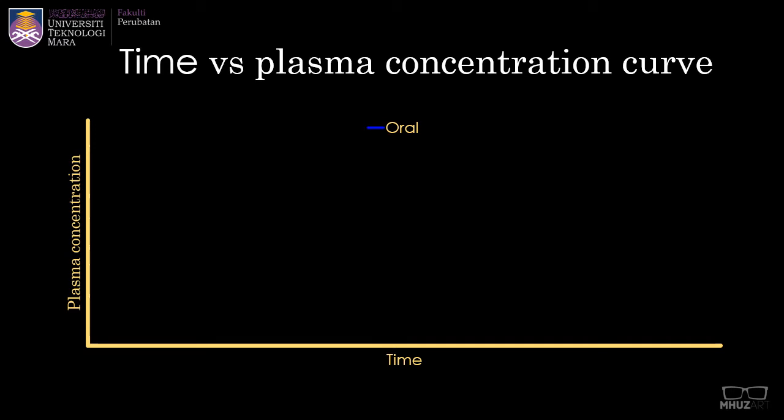So if we plot plasma concentration, which is the level of the drug in the plasma, against time, we will get something like this, which is the absorption phase of the drug, followed by the distribution and metabolism phase, and finally the metabolism and excretion phase of an orally administered drug.